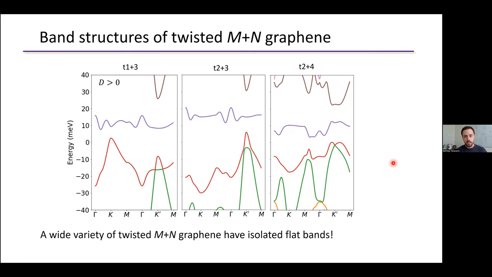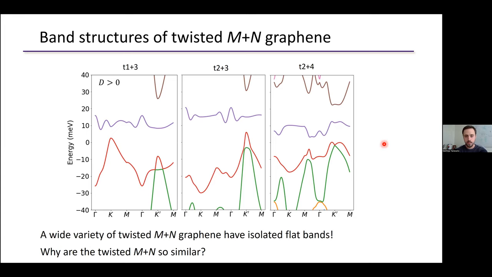And it turns out that if you believe the tight binding model band structure calculations, indeed a wide variety of these twisted M plus N graphene structures are expected to have very similar isolated flat bands. So here with the right displacement field, you can see the Moire conduction band is both flat and gapped from any of these other Moire bands. And so a question that arises is basically, why are these all so similar from band structure calculations?